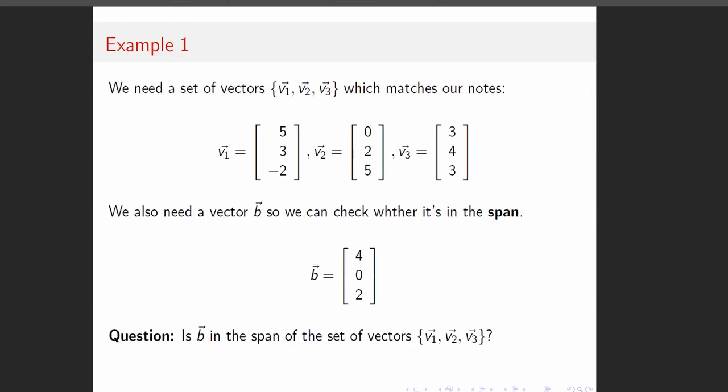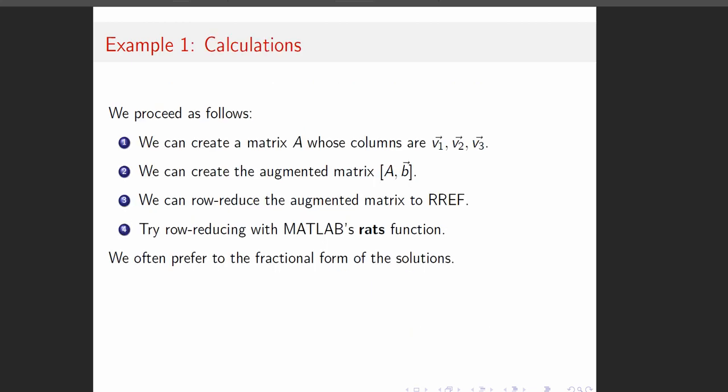In example one, the set of vectors is vector v sub 1, vector v sub 2, vector v sub 3, and we're checking to see if the vector b is in that span. Again, this matches the notes. So here's the process. We're going to create a matrix A whose columns are vector v sub 1, vector v sub 2, vector v sub 3. Then we can create the augmented matrix A comma vector b. I'll show you how to do all this in just a second.